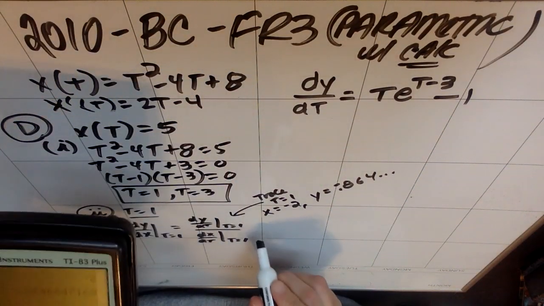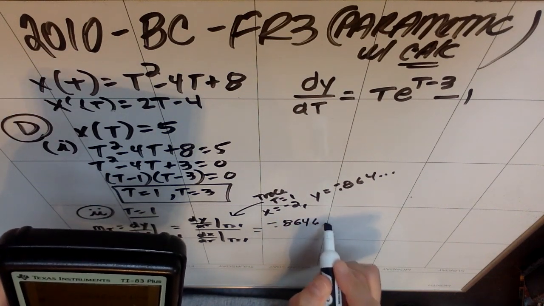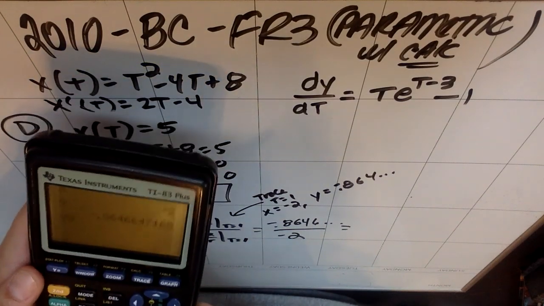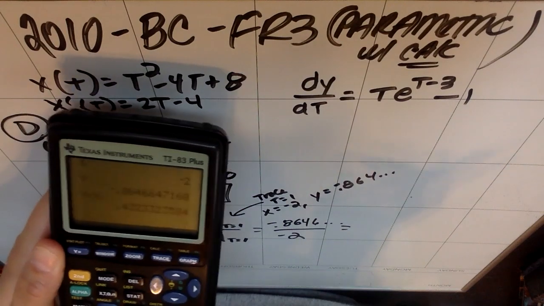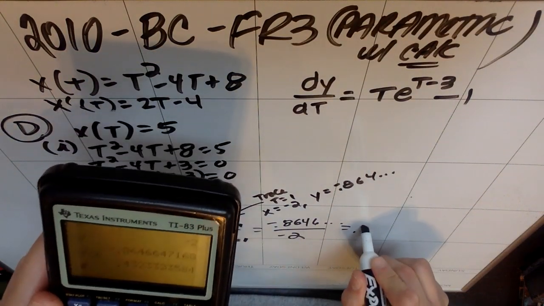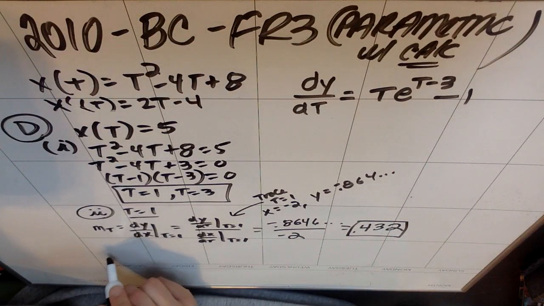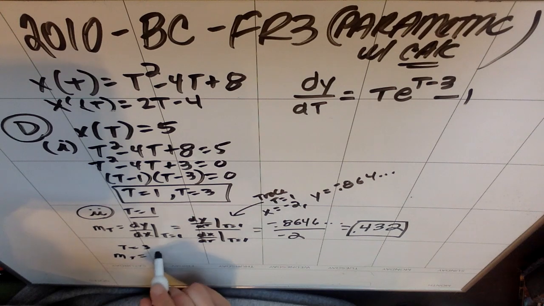So if I wanted to find this, I could just put that -0.8646 and so on, over a -2 by doing alpha y over alpha x, and that'll do it for me. So I get a 0.432 as my tangent slope at that moment. And then if I do this at t equals 3, because that was the second spot I was asked, that would be dy dx evaluated at t is 3.